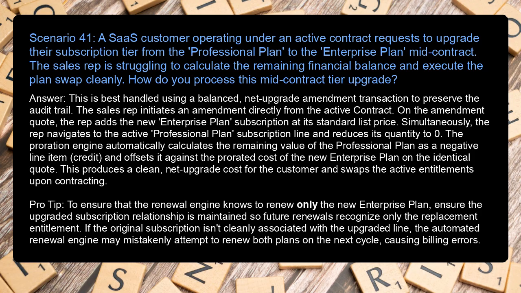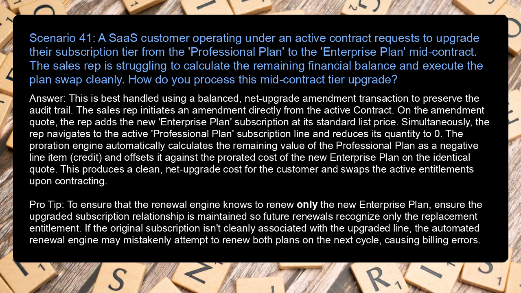Answer: this is best handled using a balanced net upgrade amendment transaction to preserve the audit trail. The sales rep initiates an amendment directly from the active contract. On the amendment quote, the rep adds the new enterprise plan subscription at its standard list price. Simultaneously, the rep navigates to the active professional plan subscription line and reduces its quantity to 0. The Proration engine automatically calculates the remaining value of the professional plan as a negative line item credit and offsets it against the prorated cost of the new enterprise plan on the identical quote. This produces a clean net upgrade cost for the customer and swaps the active entitlements upon contracting.